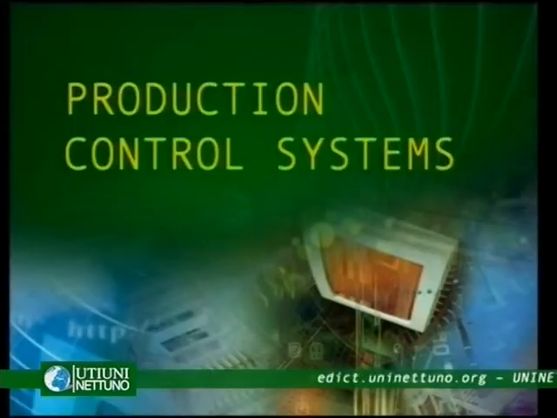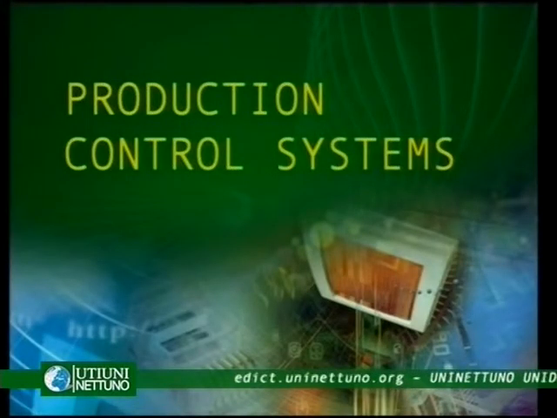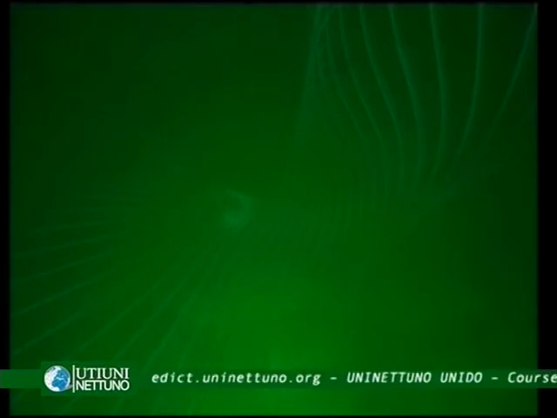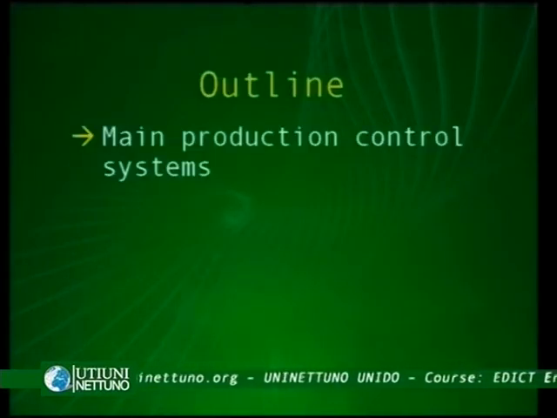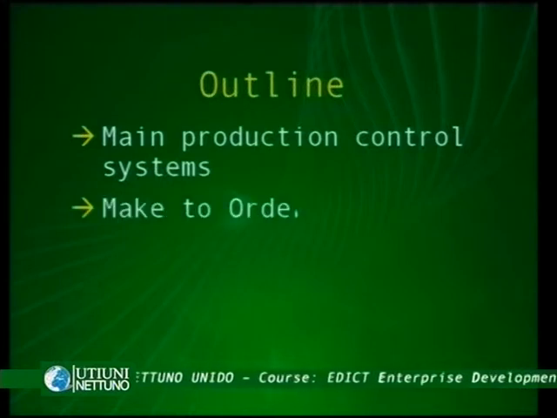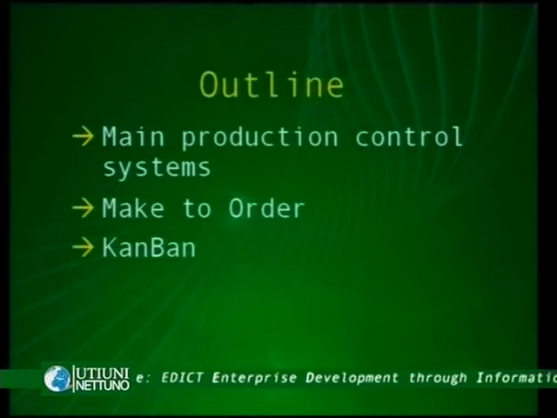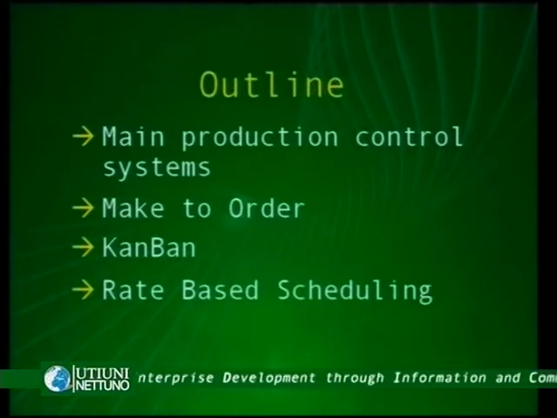Hello and welcome to Lesson 9 of the UNIDO SPX programme, Production Control Systems. In this lesson, we will look at the main production control systems in use in business today. These are make-to-order, Kanban, and a rate-based scheduling system.